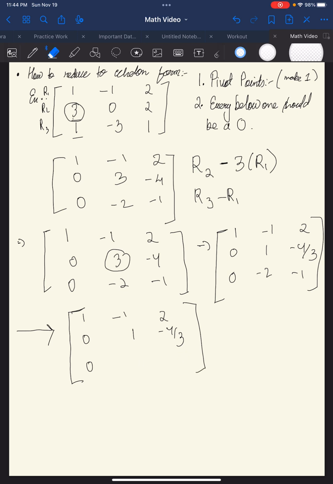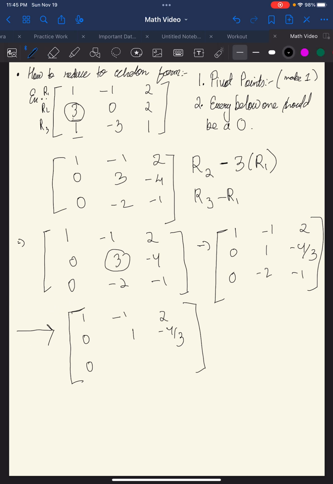So how can we make negative 2 a 0, when 1 is the first entry of row 2? We can do the following. Row 3, which is negative 2 in this case, minus negative 2 times R2, which will give us 2 plus, no. Oh, this is wrong, my bad.